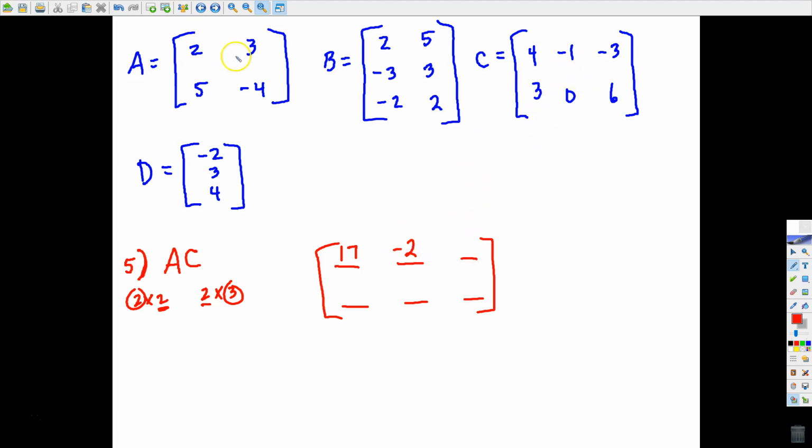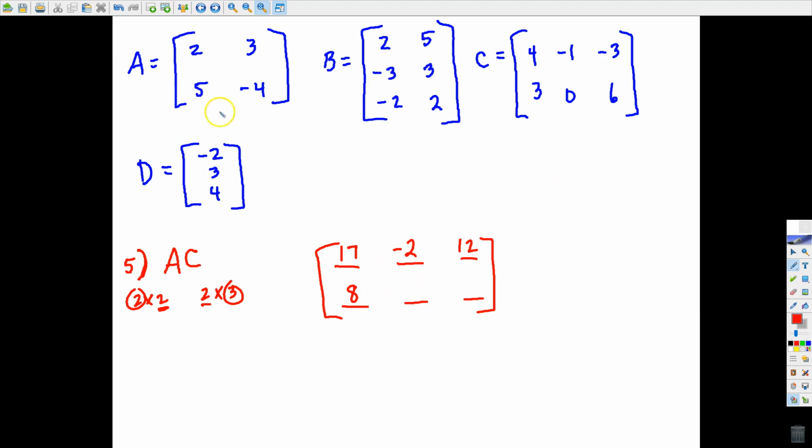And then to get row 1, column 3, that's what we'll use. Row 1 times column 3. 2 times negative 3 is negative 6, plus 18, which is 3 times 6. And negative 6 plus 18 is 12. Bottom row, we'll use row 2 times column 1 to get this first element of row 2. 5 times 4 is 20, plus negative 12. You see how we got negative 4 times 3. So 20 plus negative 12 is 8.